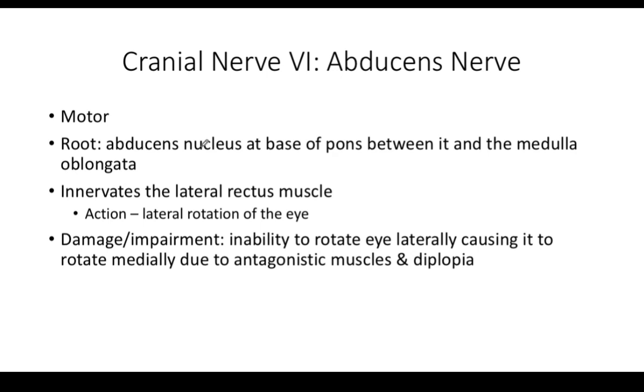If one of these nerves is damaged, it could be one eye, or it could be both. And what's going to happen if you can't use the lateral rectus muscle is that the muscles that control medial rotation of the eye are going to basically overpower it, take control, and that's going to cause the eyeballs to deviate or rotate inward, or medially.